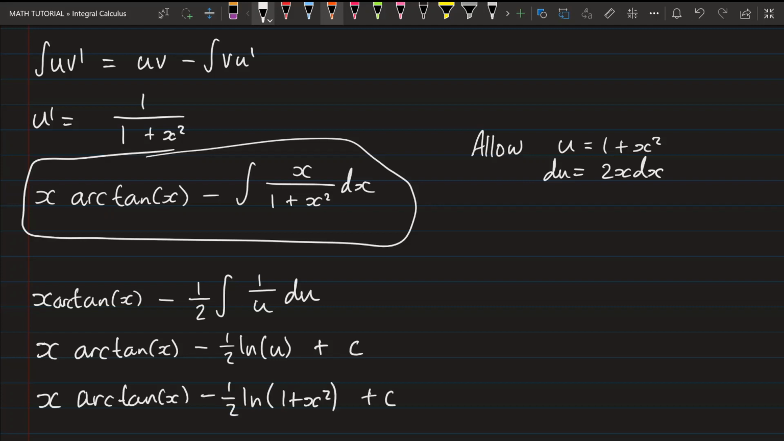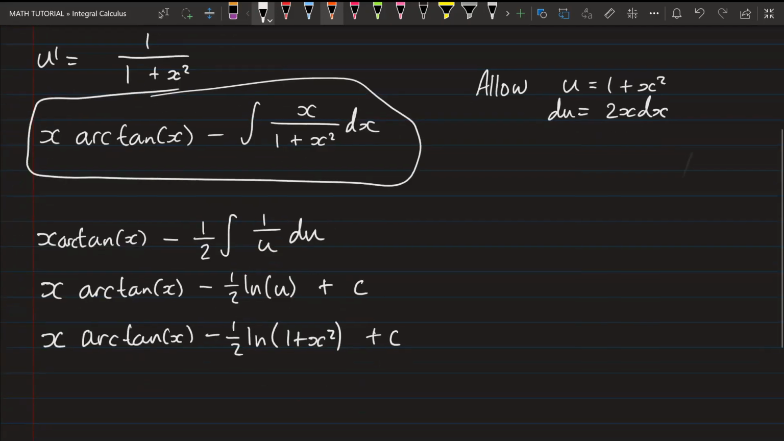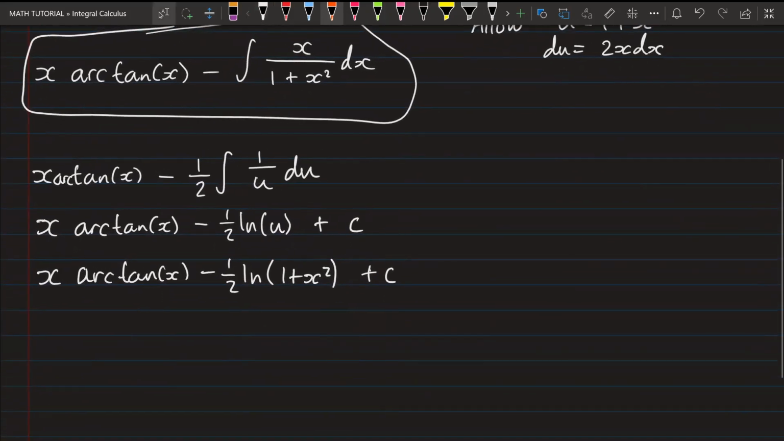You might be wondering, don't we have to use the absolute value? In this case, yes, if you have the natural log of u, but in fact, we have 1 plus x squared, which is always positive, so we don't need the absolute value. We can just drop it. And that is our first integral done.